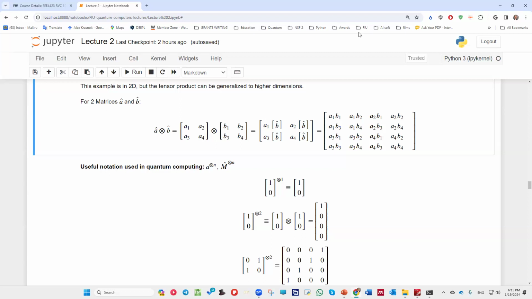By the way, do you still see my screen? Because I don't see this green frame around. Yeah, I still see your screen. Awesome. Yeah, thank you.